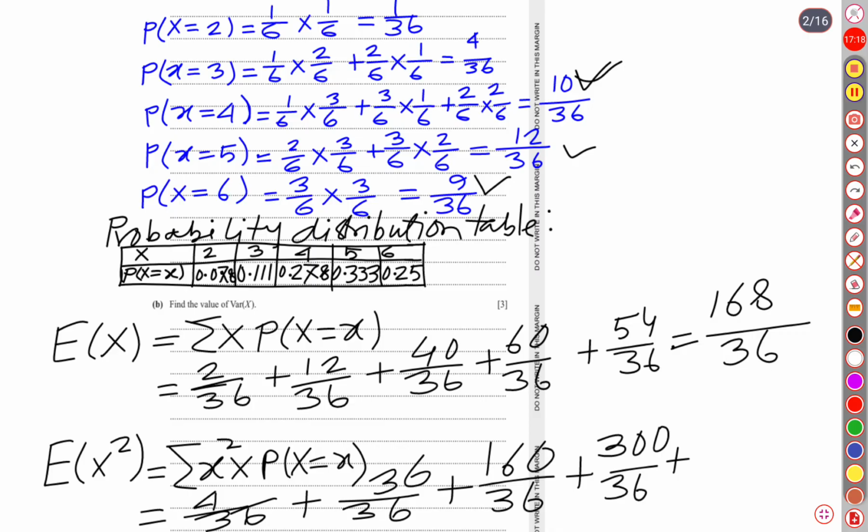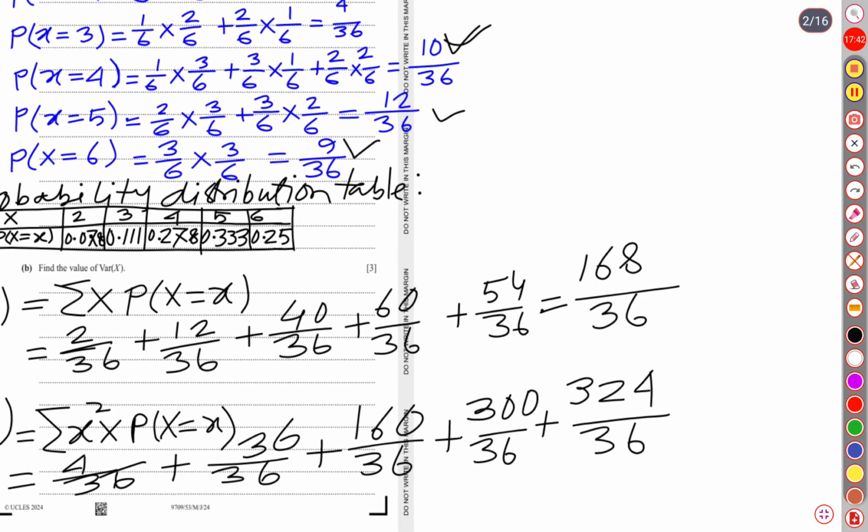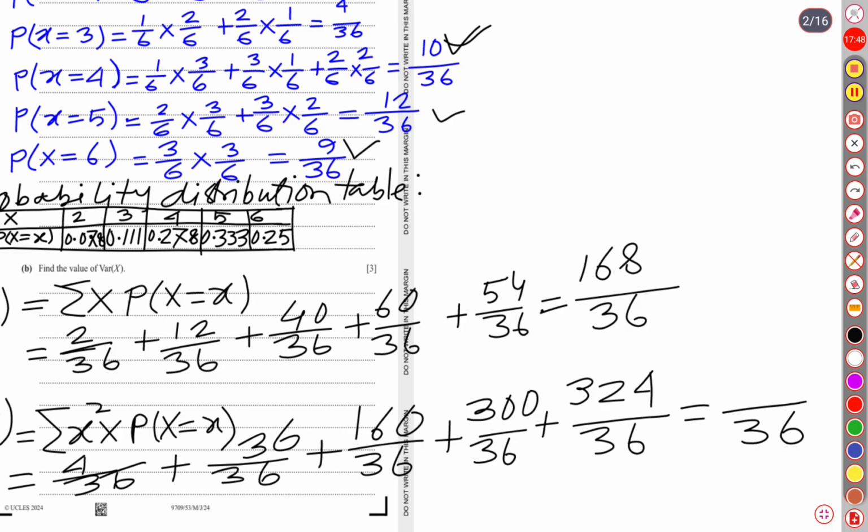Last case, the score is 6. So 6 squared means 36. 36 into 9. If we multiply 36 into 9, it is going to be 324. 324 over 36. So finally, if we sum up, how much will we get? 4 and 36, 40. 40 and 160 is 200. 200 and 624, so 824. Total is 824 over 36.